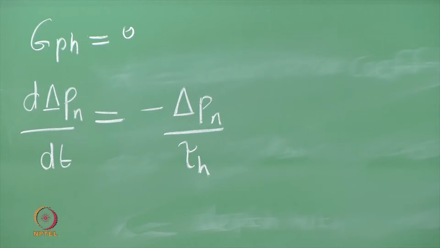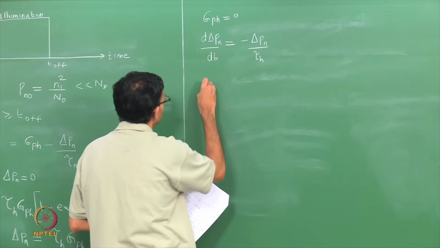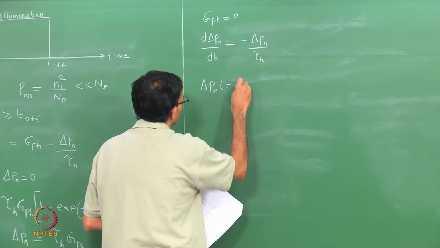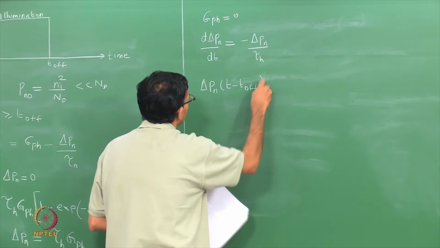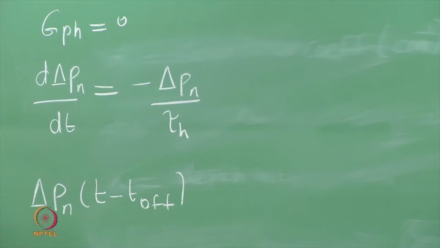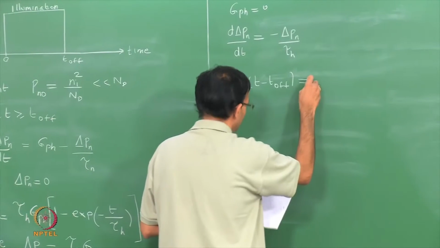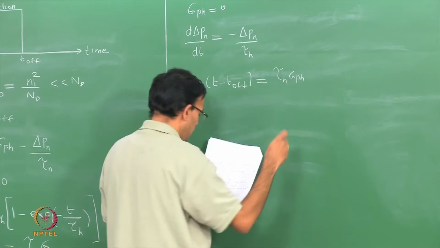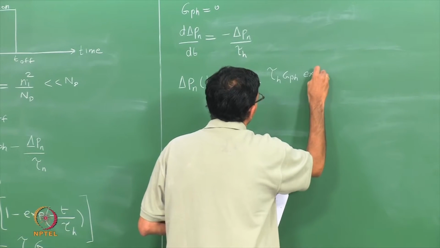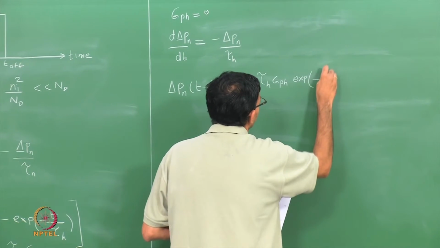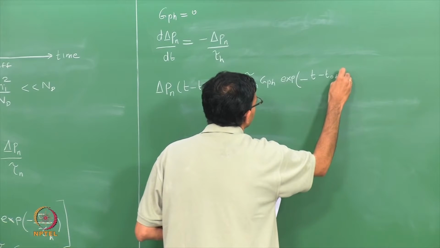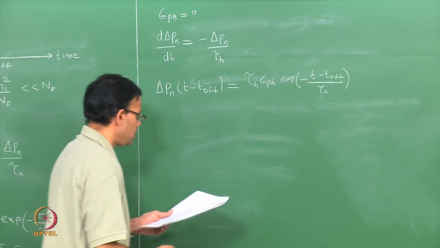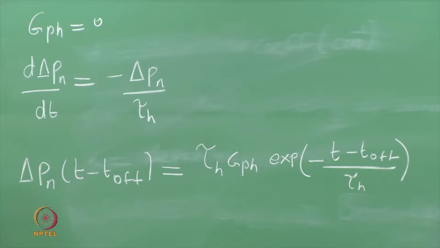This again we can solve, it is a first order differential equation. So, delta Pn, from T off, where T off is when the light is turned off, is nothing but tau h Gph exponential minus T off over tau h. So, this information we can put together and plot.